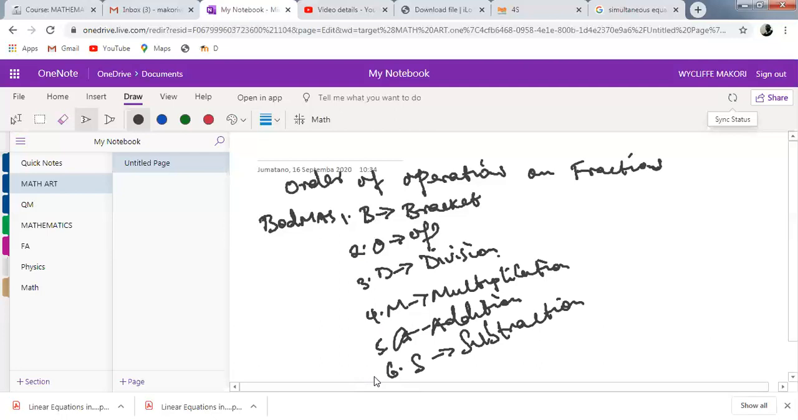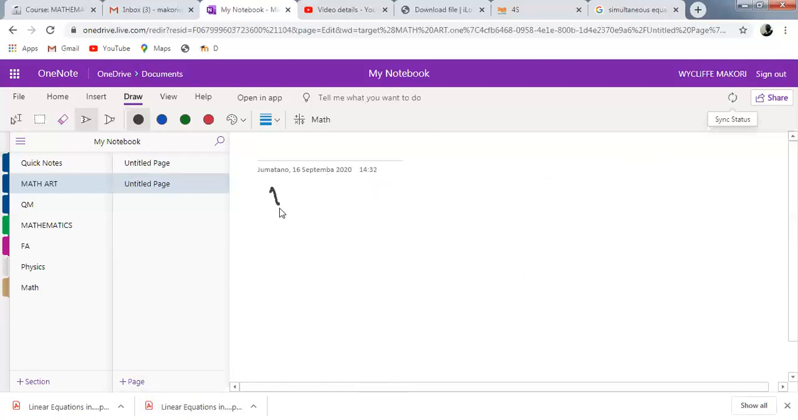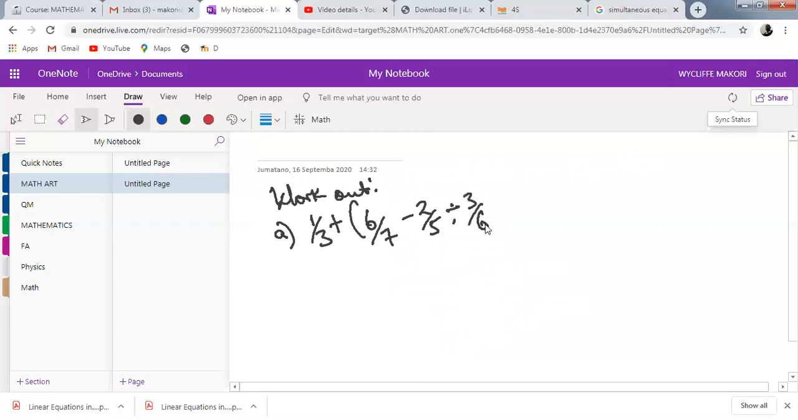So here, to deliver the point home, allow me to use this example, whereby you are asked to work out maybe 1/3 plus, in bracket, 6/7 minus 2/5 divided by 3/6. You are told to work this out.